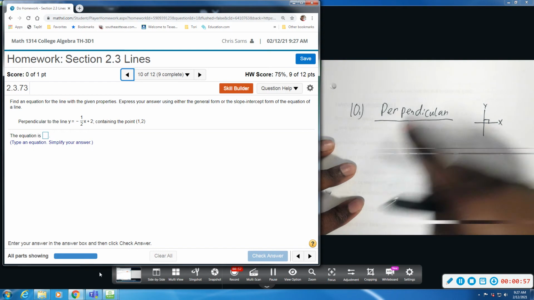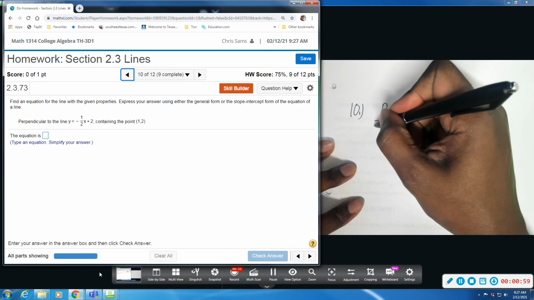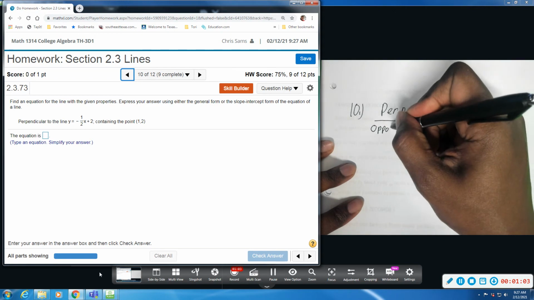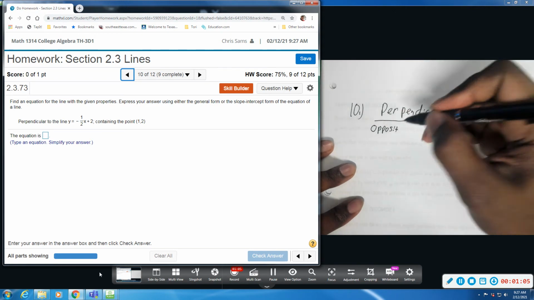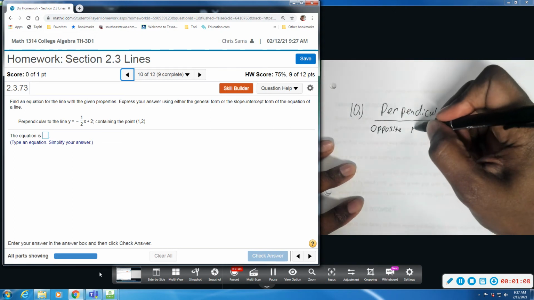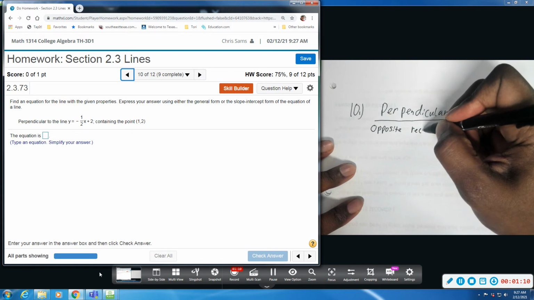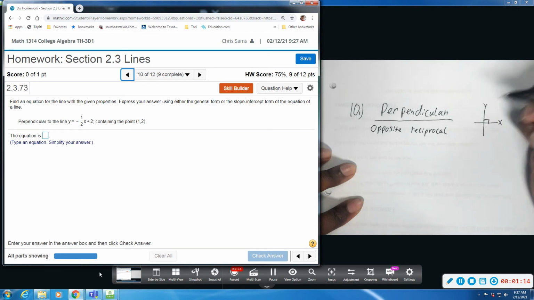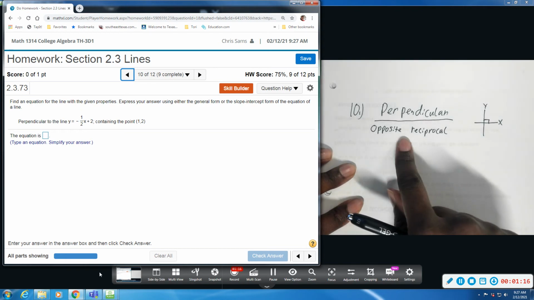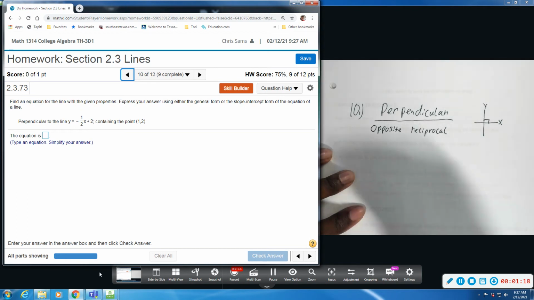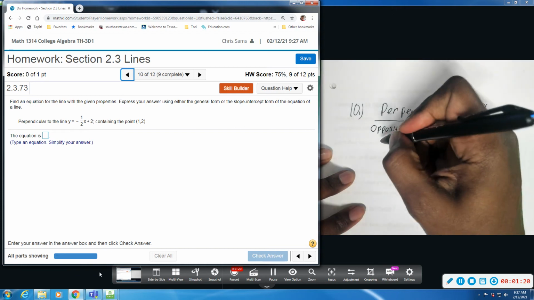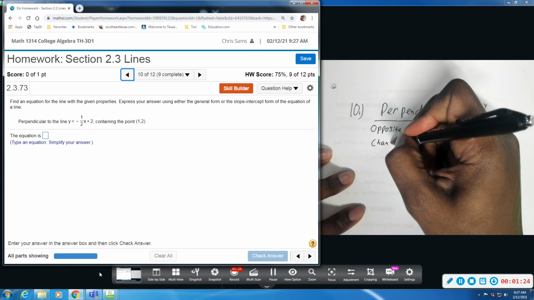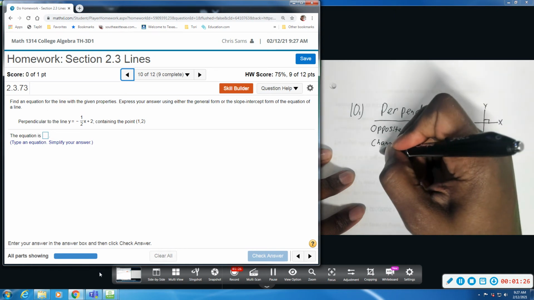Perpendicular lines have opposite reciprocal slope. So that's the big definition. Opposite reciprocals. What does that mean? Opposite means change the sign.